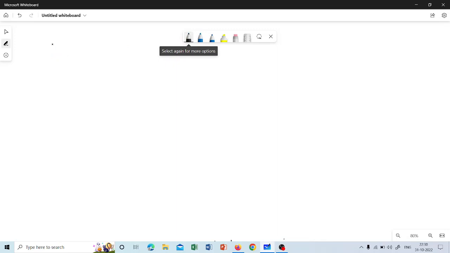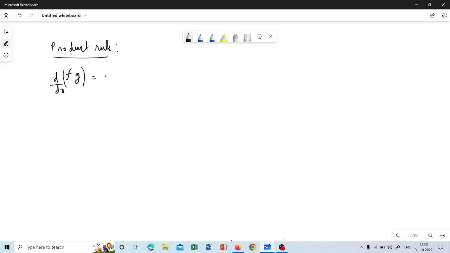So product rule. What is the product rule? Suppose there are two functions f into g, and I want to find the derivative with respect to x. Instead of writing d f of x by dx, I can directly write it as f dash of x. This is the first derivative. So I will use this form now.